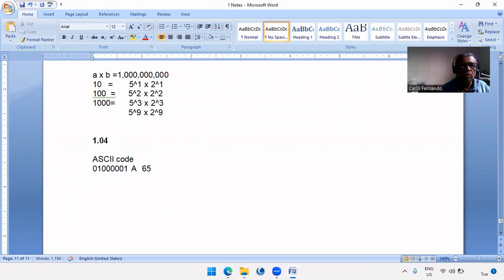Supposing you want the code for K. How do you do it? You start counting from B, right? B, C, D, E, F, G, H, I, J, K. Up to K, how many characters? So let's see: 1, 2, 3, 4, 5, 6, 7, 8, 9, 10.